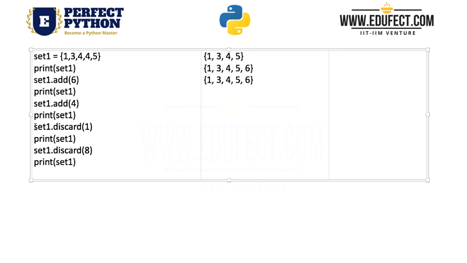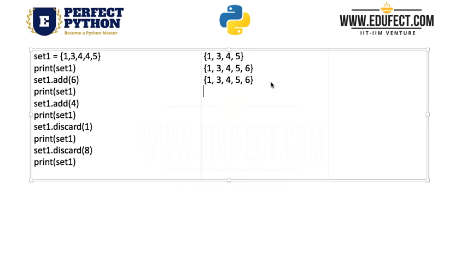Then we are saying set1.discard(1). So what does discard mean? Discard means it removes this element from the set if it is present. If it is not present, it does not do anything. But if it is present, it will remove it from the set. So 1 will get removed from the set.